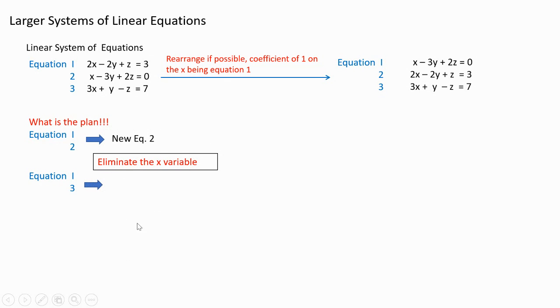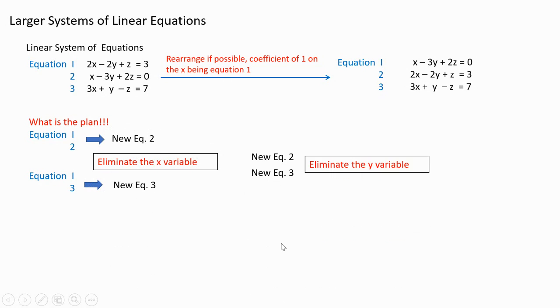And we do the same thing with equation 1 and 3, right? We eliminate the x, we get a new equation 3. Then we get the new equation 2 and the new equation 3, and guess what we do? We get rid of the y's, eliminate the y's. After we do that, we get z by itself. Z equals c. What does that mean?